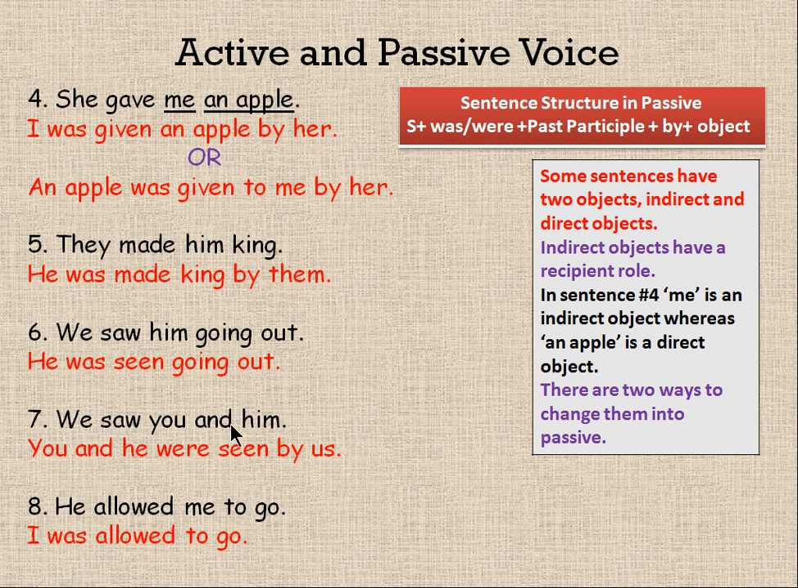We saw you and him. You and he were seen by us. You and he, because this him becomes he in the subject place. He allowed me to go. I was allowed to go. The sentence structure in this tense is we have subject, was or were, past participle, plus by, and an object.